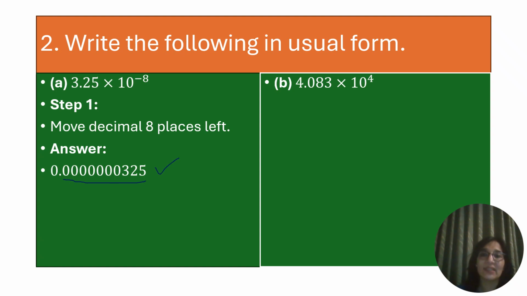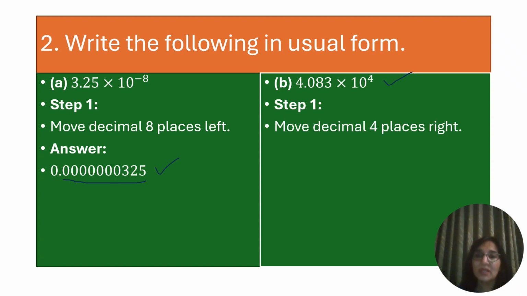Next is 4.083 into 10 to the power 4. What will be your step here? You need to move the decimal 4 places right. Now students, there might be a question that we are moving the decimals left and right. Please remember, if it is 10 to the power negative, we move decimal places left. And if it is positive, we move decimal places right. So what will be our answer here? 40830. So how many decimal places? 4 decimal places.